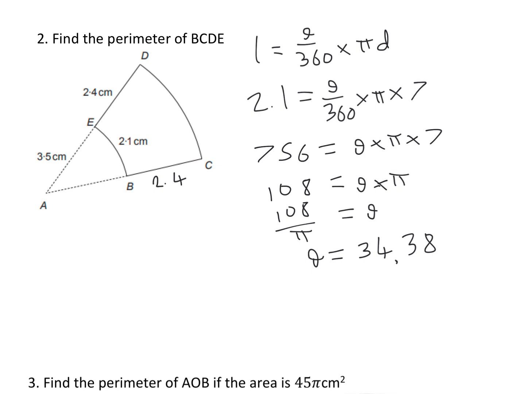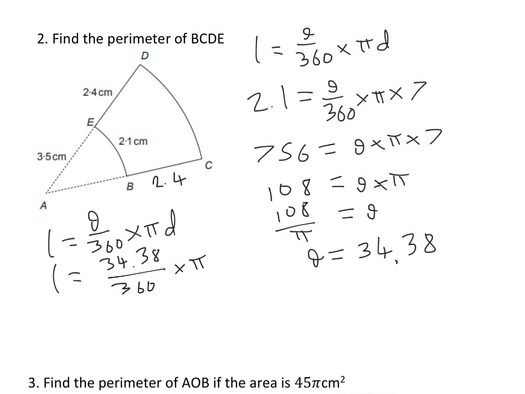So now let's consider the larger sector. Run out of space. L equals, now it's still theta over 360, pi d, just it's going to be a different sector that we're looking at. So the arc length for the larger sector, the angle is still the same. The angle for the small sector and the large sector is shared. It's that angle at A, 34.38, divided by 360, multiplied by pi, and then times by the diameter of the larger one is these two numbers combined.